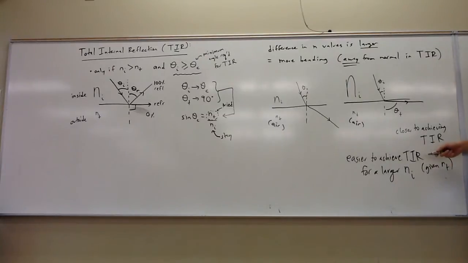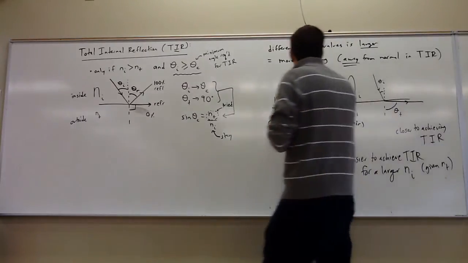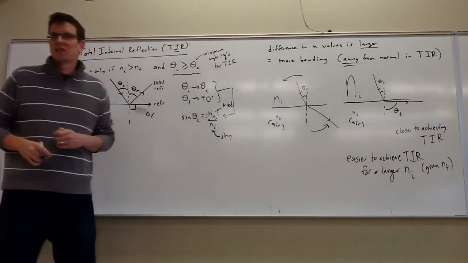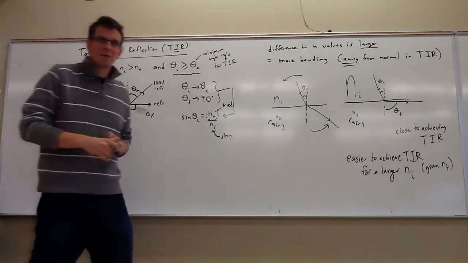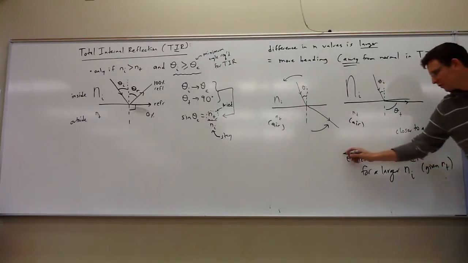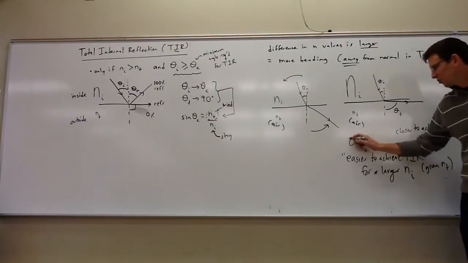So it's easier to achieve it here. We're almost there right now, right? This bending so far away from the normal, it's almost recaptured into the first material. Whereas here we have a long way to go, right? Here, we would have to increase the angle significantly before this was trapped or recaptured, right? So what I mean by easier is that the critical angle is smaller.